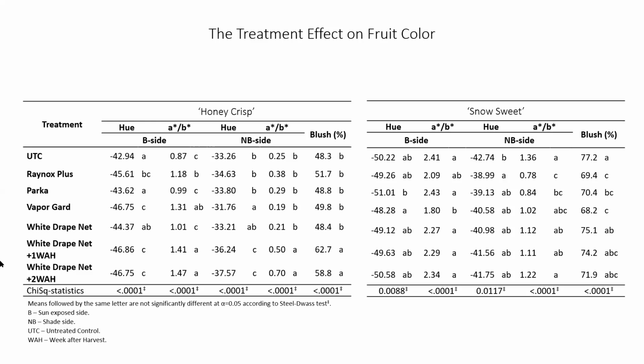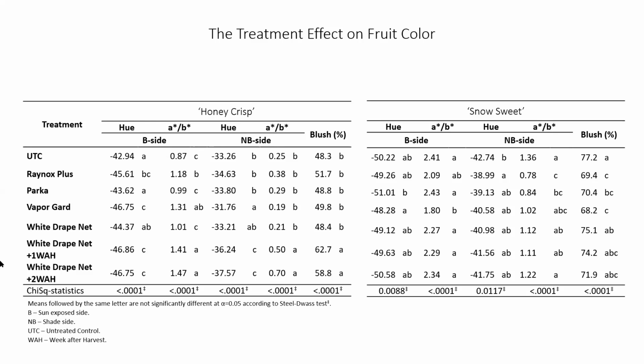And then you have this label A with the asterisk, which is the red-green coordinate, and B with the asterisk, which is the yellow-blue coordinate. And the A-B ratio describes the redness or greenness proportion. Practically, the higher the number, the redder the fruit is. And blush is the percentage of the fruit surface covered with red. So let's discuss the results.